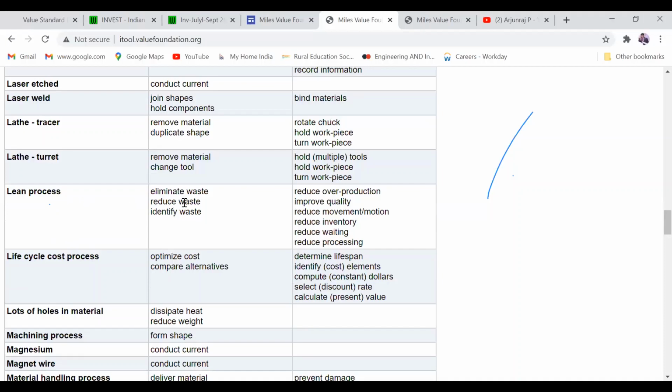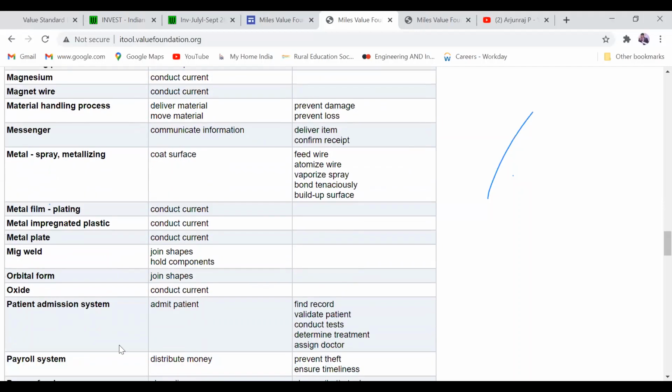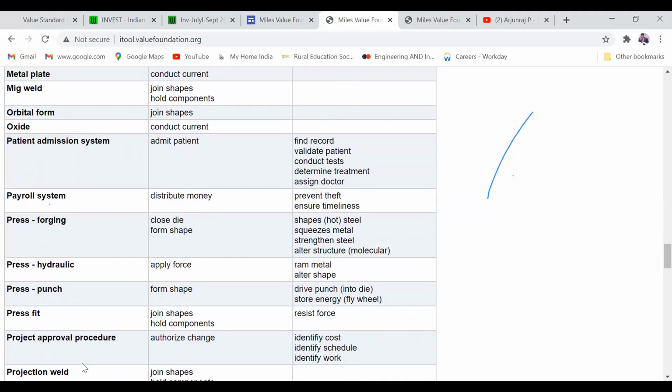You have Lean Six Sigma to eliminate waste, reduce waste, identify waste. What else? Some other example. A very interesting example is yet to come, I think.